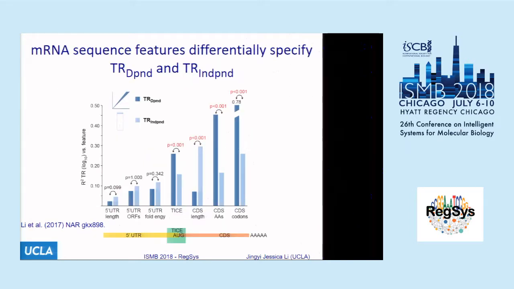Also, since we have decomposed the translation rate into the mRNA-dependent and mRNA-independent components, we can investigate how much each feature contributes to each component. Here you can see from those bar plots that TICE explains the dependent component better compared to the independent one. The same holds for the coding sequence amino acid frequencies and codon frequencies. However, CDS length is a different feature because it explains more in the independent component, and we will see that later. First of all, we want to provide an explanation of why TICE and those amino acid and codon frequencies can explain the dependent component better.